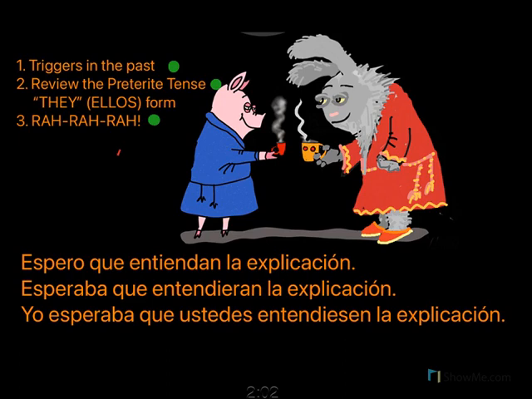All right, espero que entiendan la explicación. I hope that you understand the explanation. If my trigger were in the past, I hoped that you understood the explanation. Then I would put that entendieran, created in a known way, in the past subjunctive. And then yo esperaba que ustedes entendiesen la explicación. It's exactly the same, but I use the subject pronouns because Spanish is a language of freedom and also of law and order.